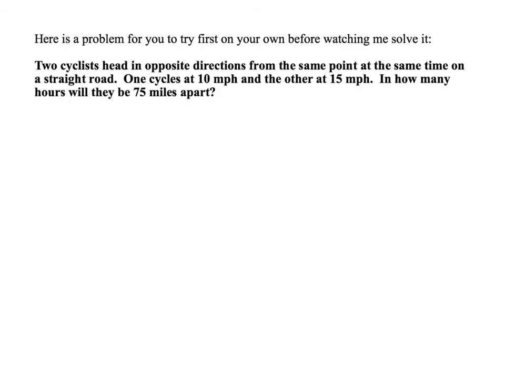Here's a problem for you to try first on your own, before watching me solve it. Two cyclists head in opposite directions from the same point at the same time on a straight road. One cycles at 10 miles per hour and the other at 15 miles per hour. In how many hours will they be 75 miles apart? I'll let you go through and set up a chart in order to solve this. Please pause this while you're doing that, and then start it back up again.